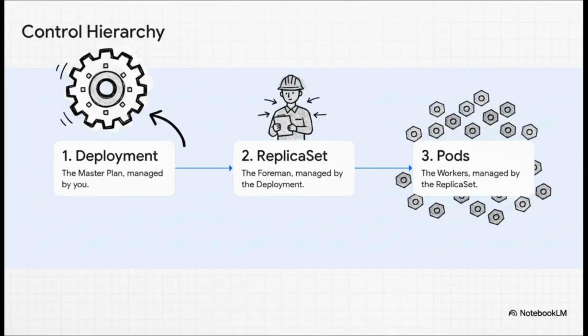Now, here's where it gets really interesting. Look at this hierarchy. You almost never, ever touch pods directly. Instead, you talk to the deployment. The deployment then manages something called a replica set. You could think of the replica set like a foreman on a job site. Its only job is to make sure the right number of worker pods are always up and running.